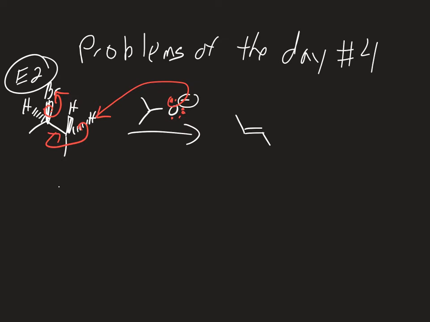And you can see, how do I know it was trans? Because on the product, the two H's are on opposite sides, and they're on opposite sides here. So the methyls would be too. So that's an E2 reaction. That anti-periplanar, 3 arrows, 1 step. Got to get the H that's on the opposite side of the bromine, the beta hydrogen opposite of the bromine.